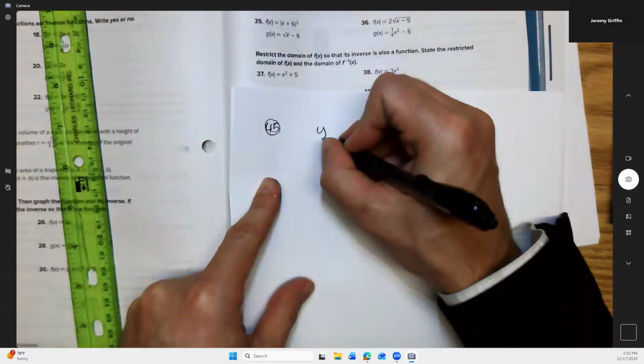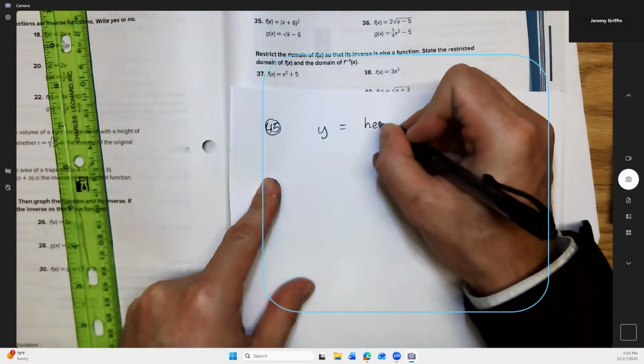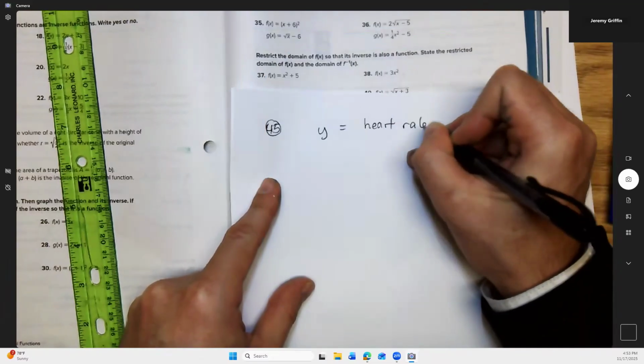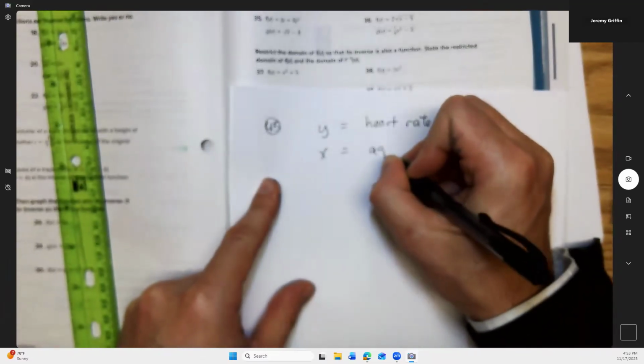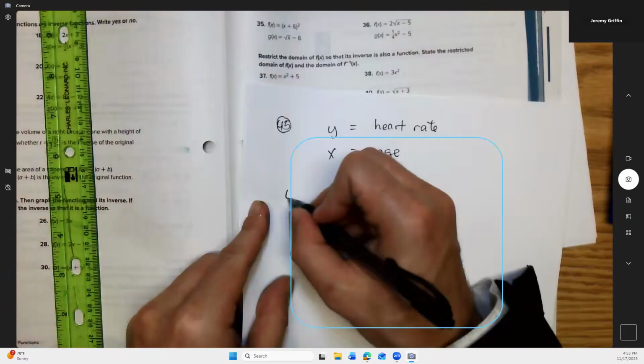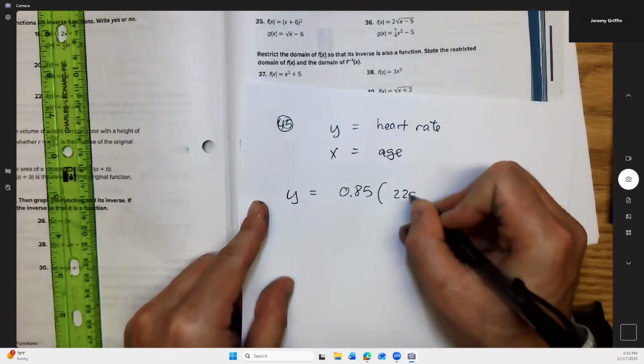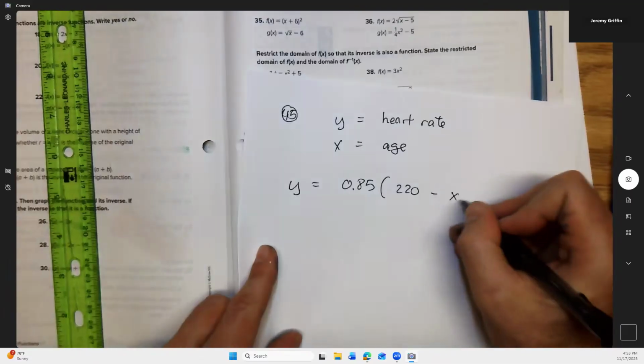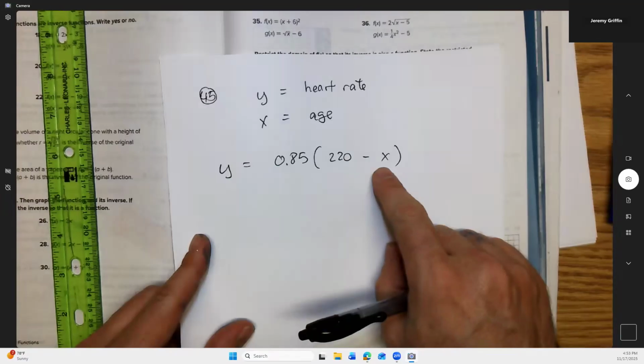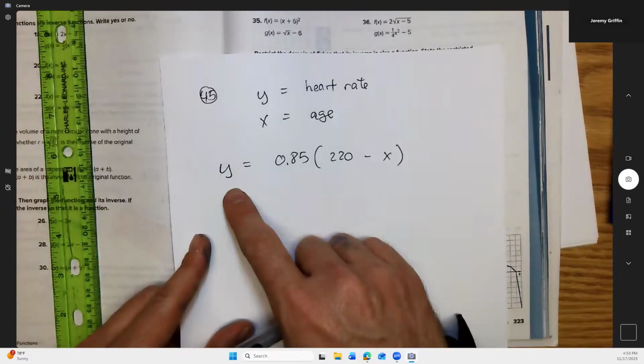I'm going to say y equals heart rate and x equals age. I'll use those as stand-ins. So we've got y equals 0.85 times (220 minus x). It looks like the older you are, you're subtracting off more and more. Maybe you want your heart rate to be slower and slower.